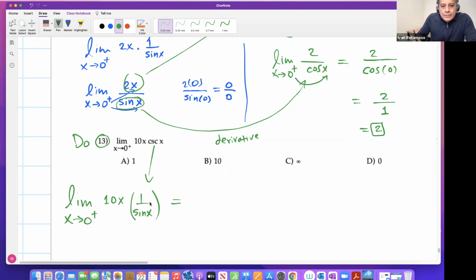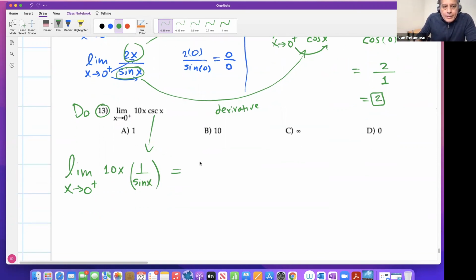Okay, let's do it together. This should be equal to the limit. 10x times 1 is just 10x, sine of x on the bottom. Aha, I see some answers here. Excellent, very good, you got it. So then we know that if we attempt direct evaluation, this will be 10 times 0 divided by sine of 0. I get 0 over 0.